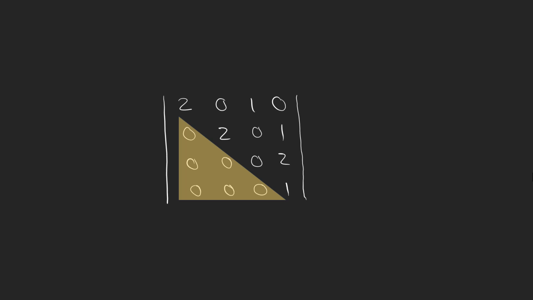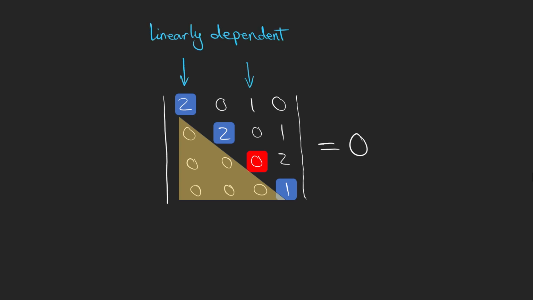Now try to find the determinant of this matrix. It is upper triangular, but one of the elements on the diagonal is 0, and multiplying all the elements on the diagonal gives 0. In this example, these two vectors are linearly dependent. The determinant being 0 shows that at least two of these vectors that make up the square matrix are linearly dependent. Let me remind you that the determinant is non-zero only when all the vectors are linearly independent.